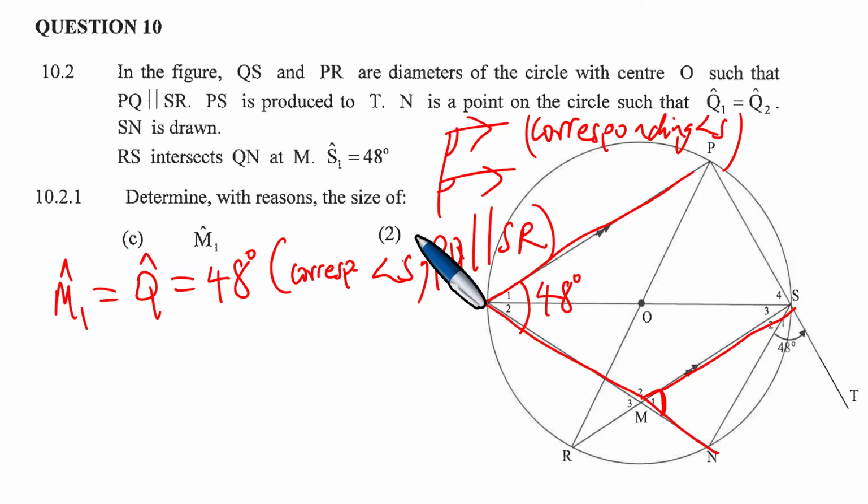If you have parallel lines, then you have corresponding angles. Tell the examiner that way, all the time. There are many ways to get the answer at this point, but we are very delighted to do this question. We found angle M1. Next question, please.